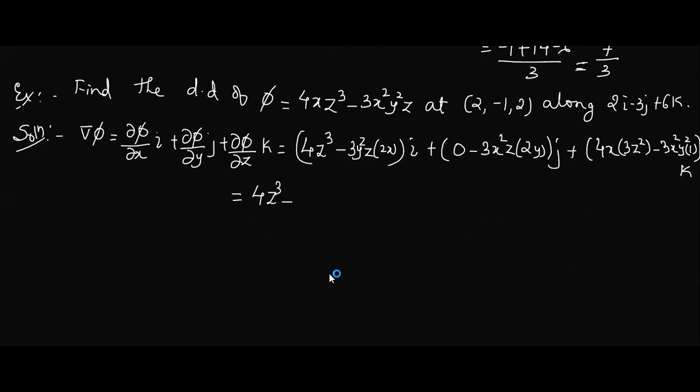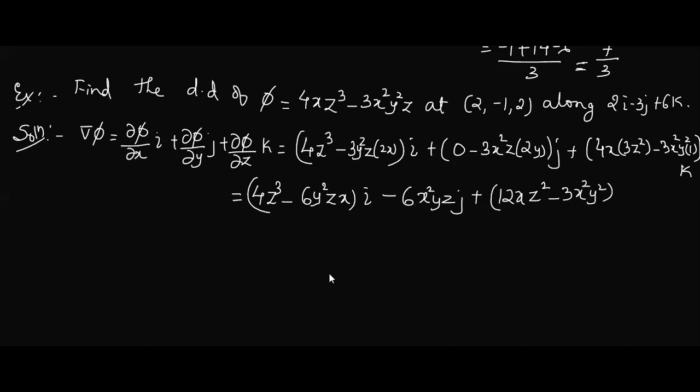4z cube minus 3 2s are 6 y square z x into i. This is minus 3 2s are 6 x square y z into j. Plus you have two terms: 4 3s are 12 x z square minus 3x square y square into k. Okay, this is del phi. What we need to do next? Del phi at the point we have to find. Anybody has written the answer in the chat box? If yes, tell me the answer.